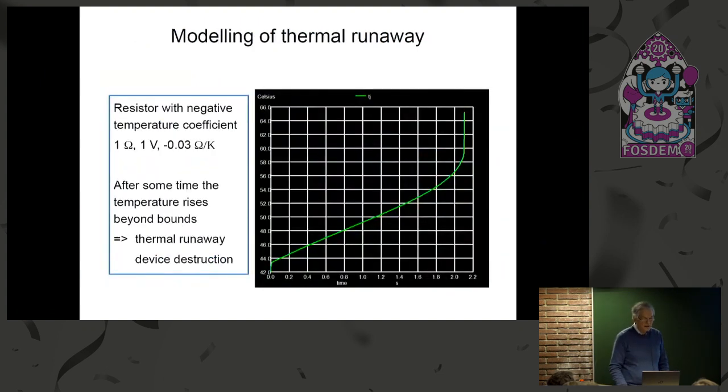Okay, and you can do other things. This is a simple resistor, which has a negative temperature coefficient. That means the temperature rises and the resistance decreases. And we put a voltage on, and we simulate versus time. And we see the temperature is rising and rising. And at a certain point, the thing breaks down. The temperature goes up beyond all bounds. And this is simply a thermal runaway. Yeah? And so you can simulate the limits of your system capability before it starts to explode, let's say.